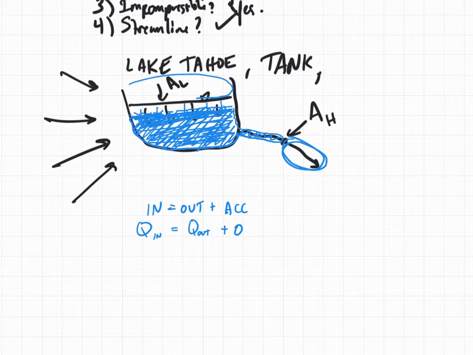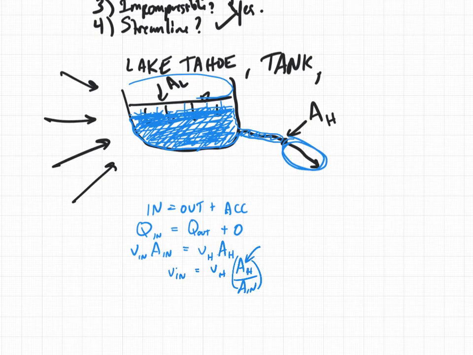Now I've got that, and what I can do here is say Q in. Well, what's Q in? That's going to be V in, A in, equals Q out. Well, that's V out, or VH for the hose, times AH. So V in, which is ultimately the rate at which the lake is dropping, equals VH times AH over A in. But what's AH over A in?